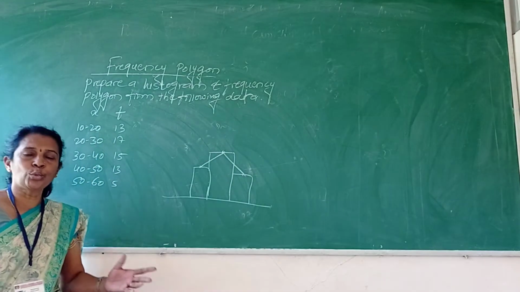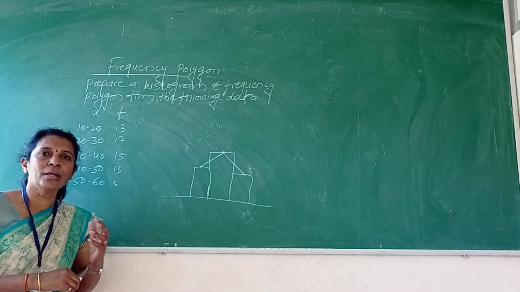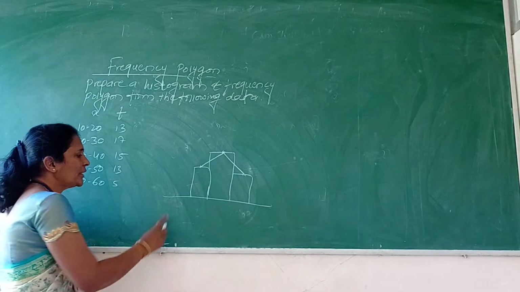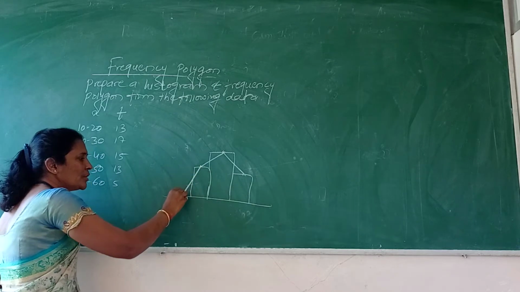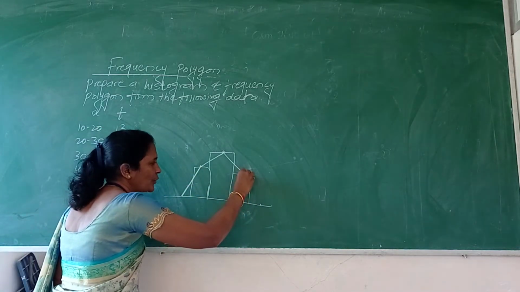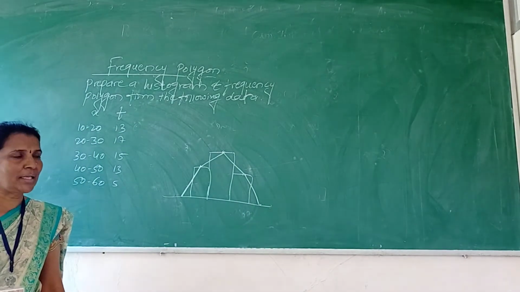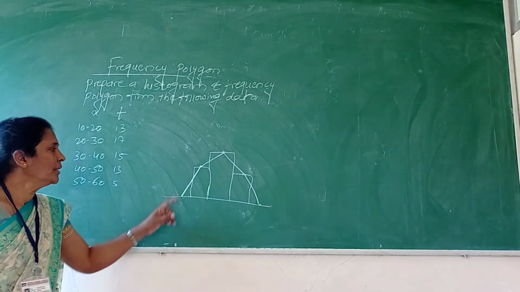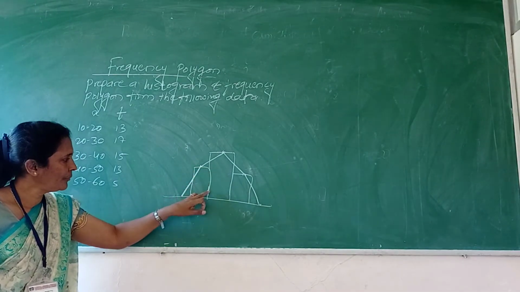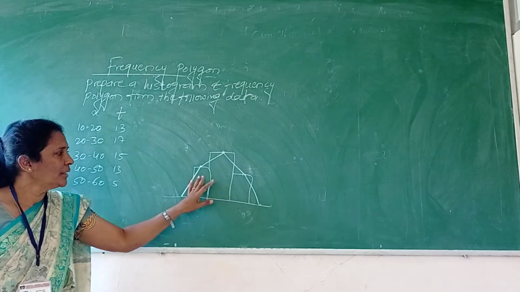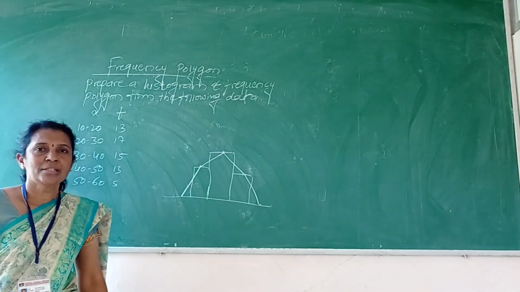Then, to make the area of the histogram and the frequency polygon the same, we also take the baseline points, the middle of this. We join this also, so that the area of the histogram and the frequency polygon will be the same. So how do we draw it? The midpoints of the tops of the adjacent rectangles, that means next to each other, are joined with the help of a scale.